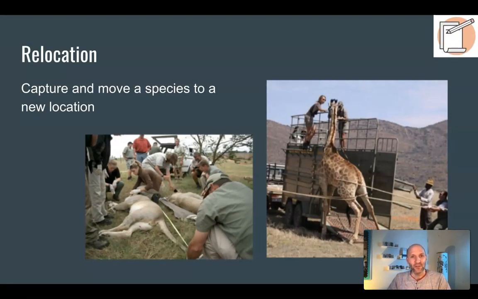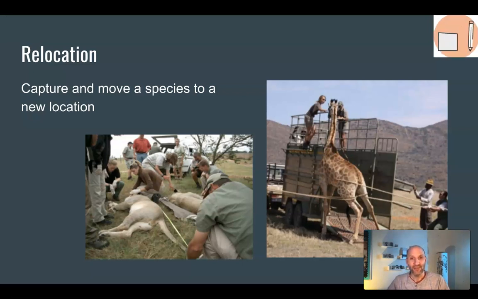The final tool is called relocation. Think about the words re and location. Re means to do something again. Location is your spot or your place. Relocation basically means put it into a new place. Relocation is when ecologists capture and move a species to a new location.